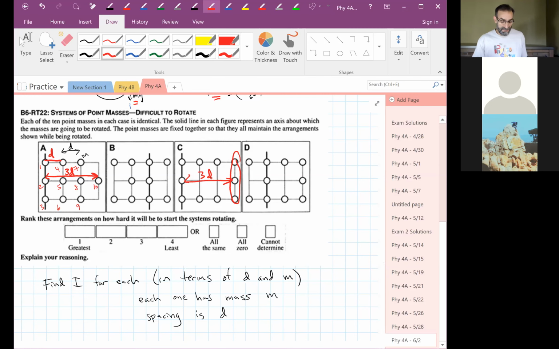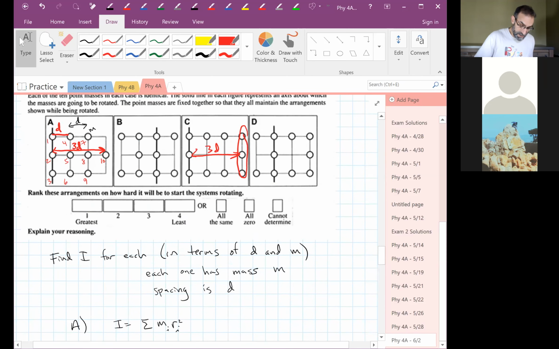D doesn't have any. B and D don't have any that are 3 away. And in B, one of them is in close. How do you get from B to D? You move that out. So that's going to increase. D has to have more rotational inertia than B because the mass is a little farther out.